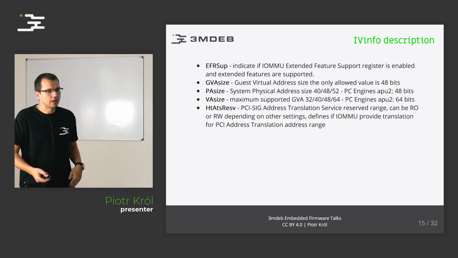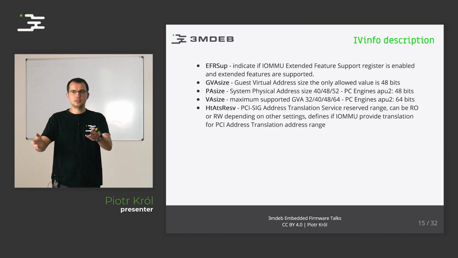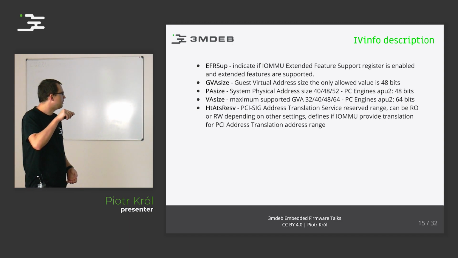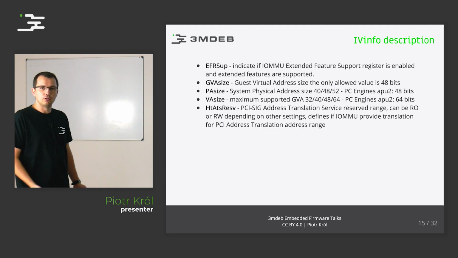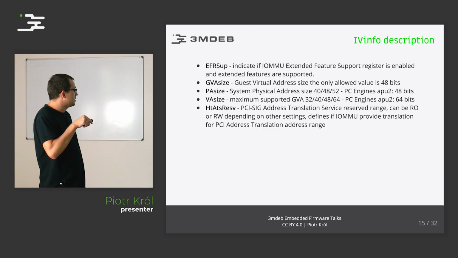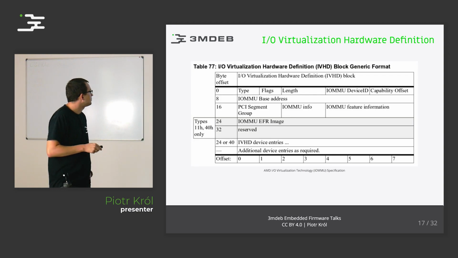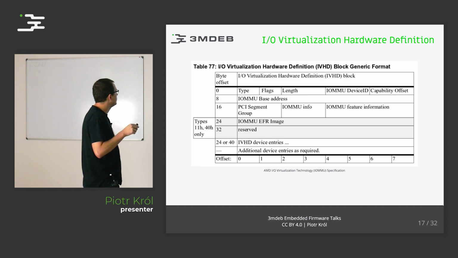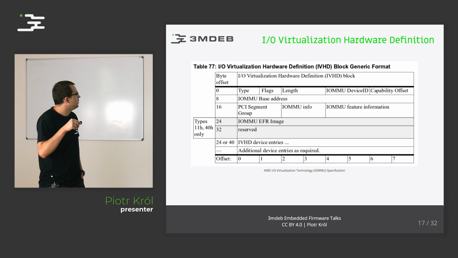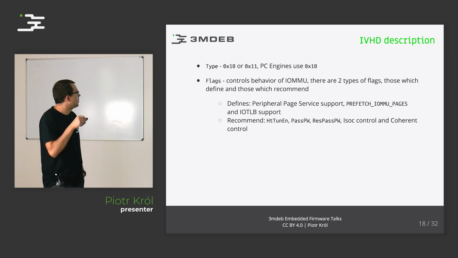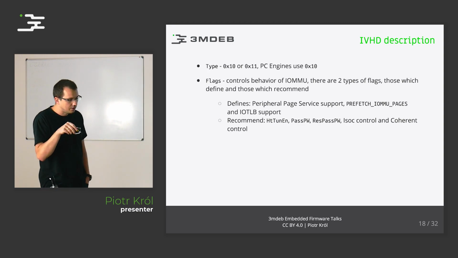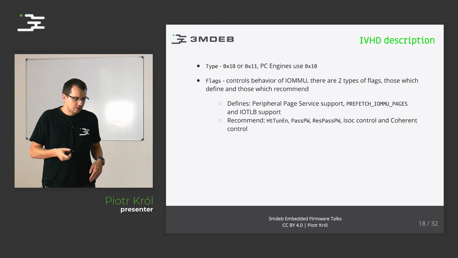So this is the ACPI way of explaining where in the system this device is. Because the PCI way is bus device function, and ACPI of course had to invent its own way of looking for devices. And some devices can probably be found only using the ACPI ID. Okay, so this is our IVHD block, and here we have the entries. In PC Engines we use type 10.